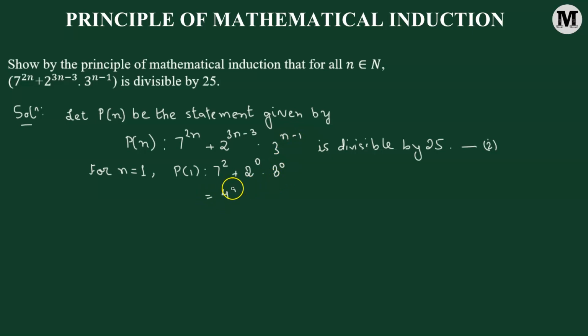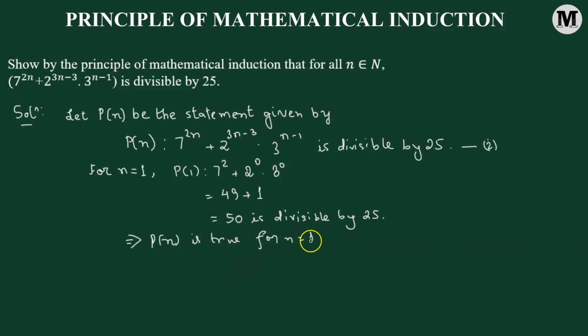That's going to give us 49 added to 2 raised to the power of 0 times 3 raised to the power of 0. That's simply 1, which gives us 50. And we know 50 is indeed divisible by 25. So we can say that the statement P of n is true for the first natural number. That means if we choose n equal to 1, then our statement comes out to be true. But we also need to show that it works for other natural numbers as well.